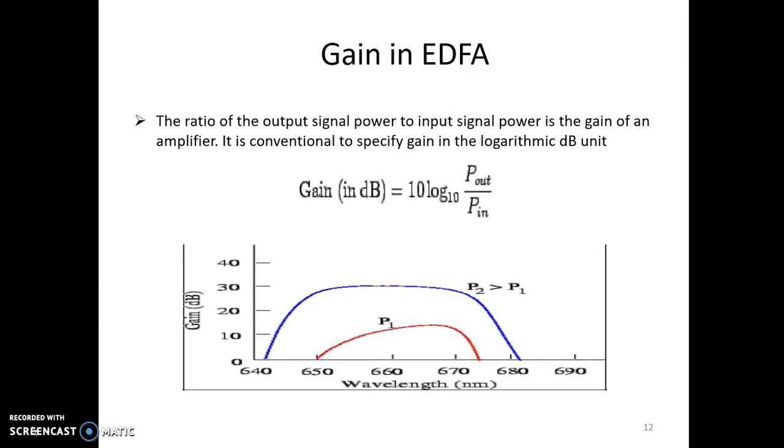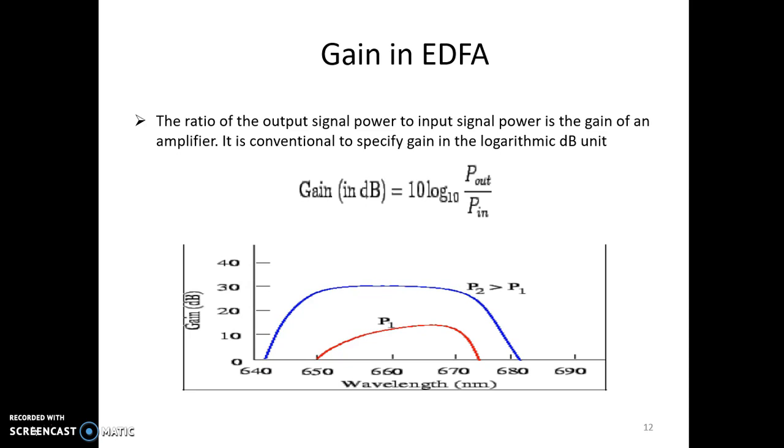Now, gain in EDFA. The ratio of the output signal power to input signal power is the gain of an amplifier. It is conventional to specify gain in the logarithmic dB unit, which is given by 10 log of P out by P in, where P out is the output power and P in is the input power. Gain of EDFA depends on the pump power as well as the pump wavelength.